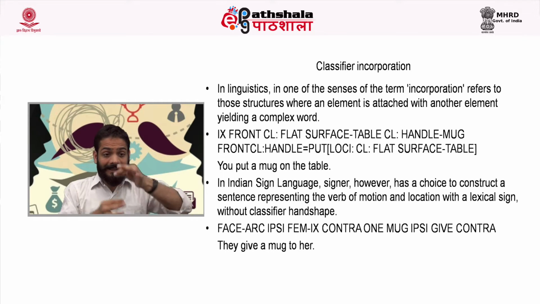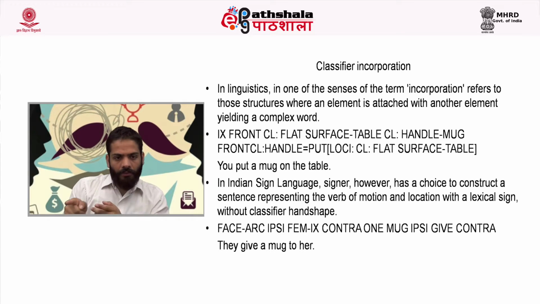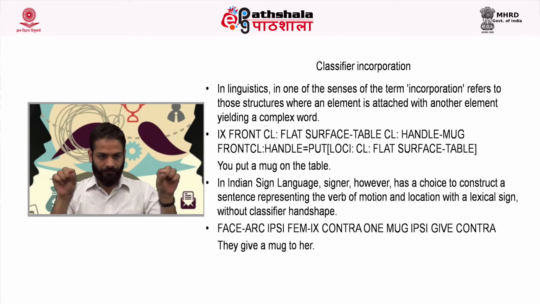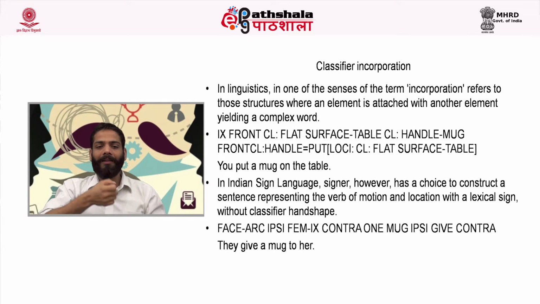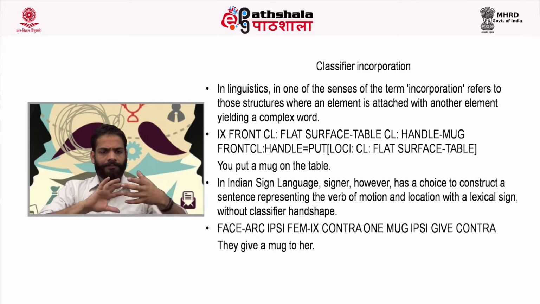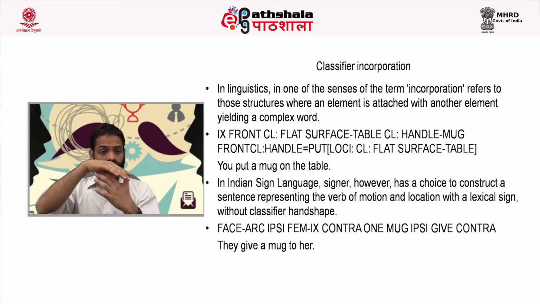For example, the sentence is, "You put a mark on the table." Here, the sign would be: U, classifier flat surface for table, classifier handle mug, and then classifier handle put. This will achieve the sentence, "You put a mark on the table."